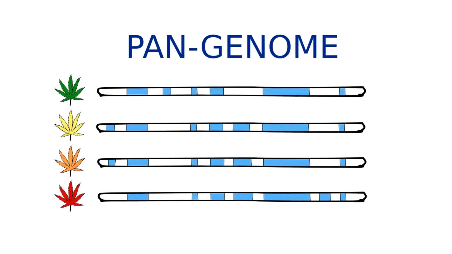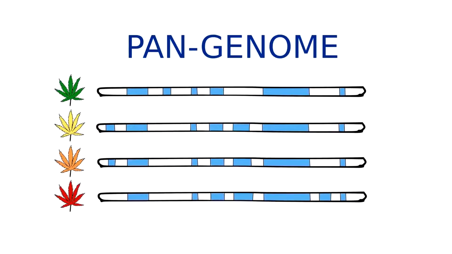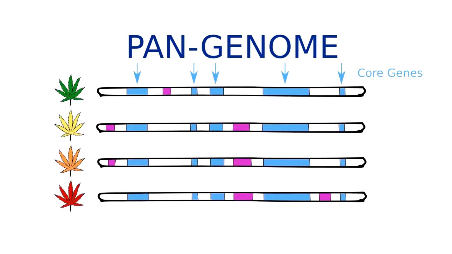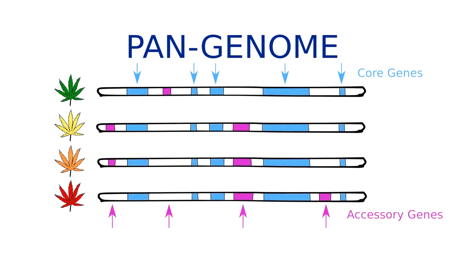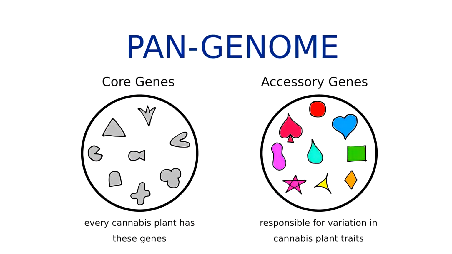To shed some light on the genetic diversity of cannabis, I'm building a cannabis pan-genome. A pan-genome is a way of looking at the gene content of an entire species at once. It focuses on identifying the core genes, which are genes that are present in all members of the species, and the accessory genes, which are genes that are present in only some members of the species. The core genes tend to be the genes that are necessary for the basic survival of the plant, while the accessory genes are associated with variations in lifestyle.